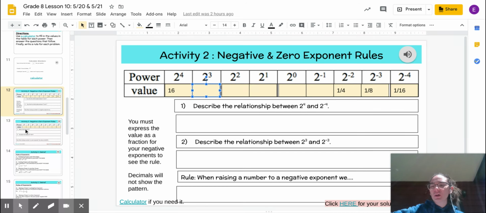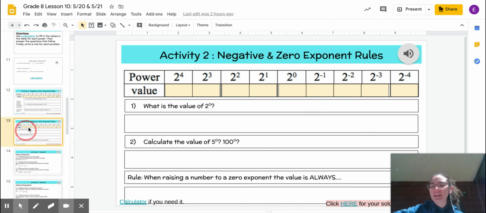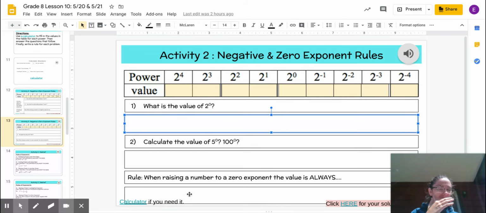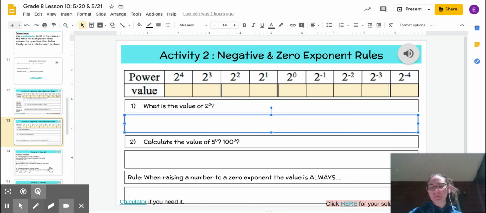Then if we scroll forward to slide number 13, you don't need to fill in this table up here again, but you need to fill in these answers here. So you need to find out what's the value of 2 to the 0 power, 5 to the 0, 100 to the 0 power, and then last, what is the rule when you're raising a number to a 0 exponent? What is the rule going to be? Once again, if you need to look forward to slide number 15 to write it down, that's perfectly fine.